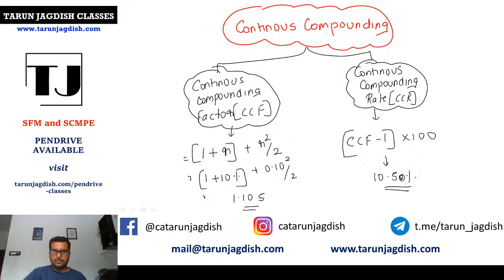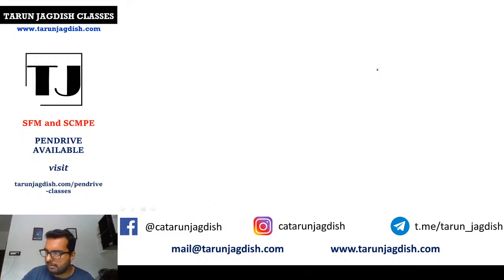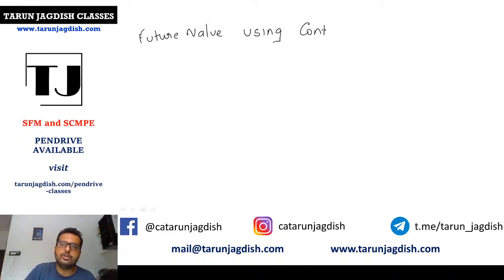Ruchi Jain, yes, this formula is the continuous compounding factor. Some books call it e raised to RT. I'm coming to that part. Alright. So you all can write it down. Continuous compounding factor is nothing but e raised to rt. Now I will just explain to you with an example. You can give a heading called future value using continuous compounding.